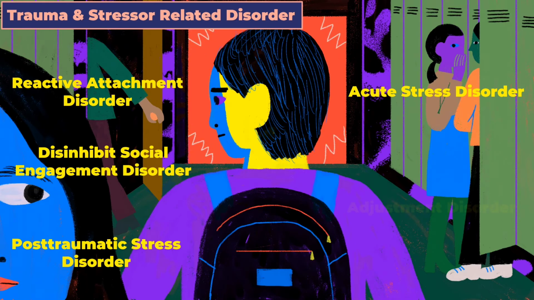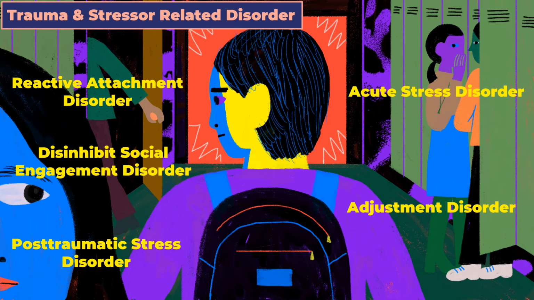Next is adjustment disorder. It is the development of emotional or behavioral symptoms in response to an identifiable stressor occurring within 3 months of the onset of the stressor.